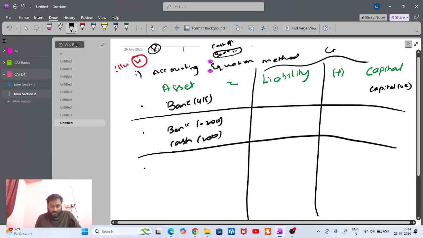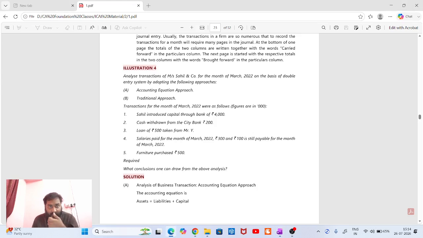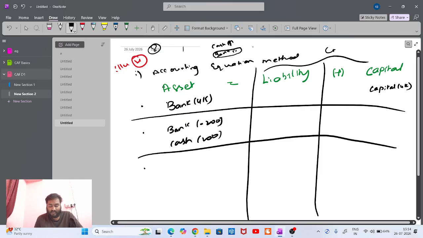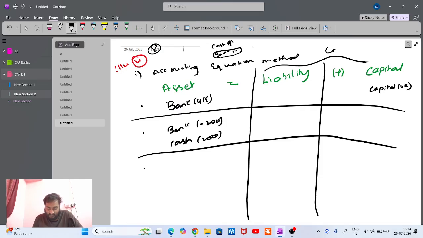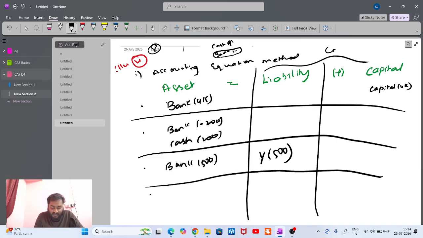So third point, loan of 500 taken from Y. Loan is a liability. So taken from Y, 500. How did we take? We took by way of bank or cash. Let's say bank. So this is so it always tallies.